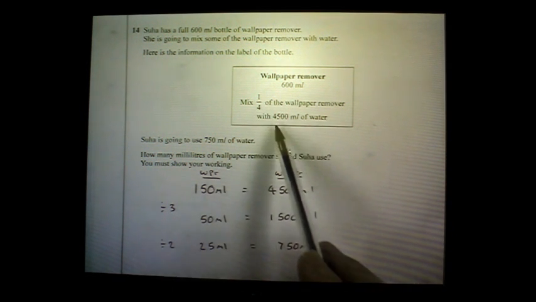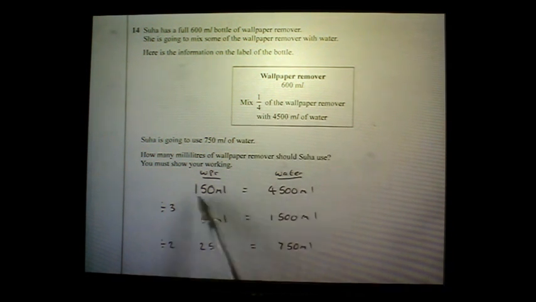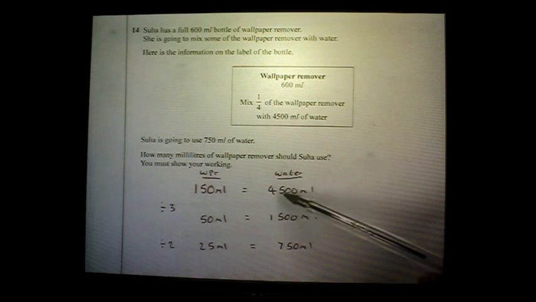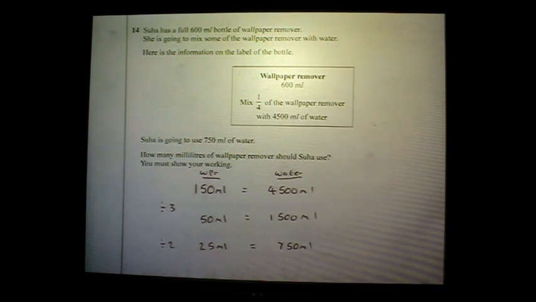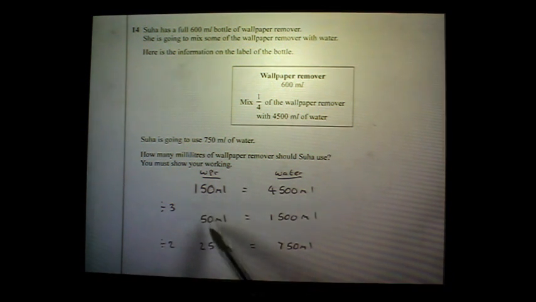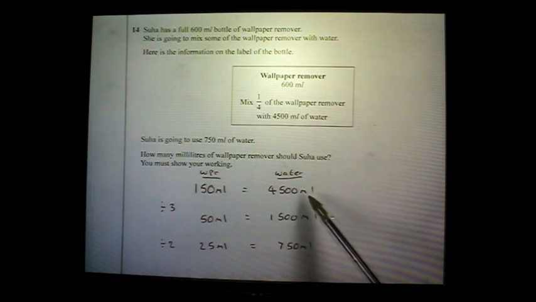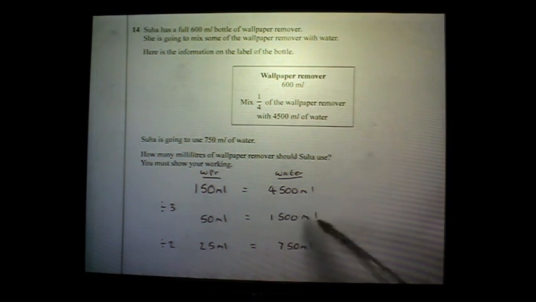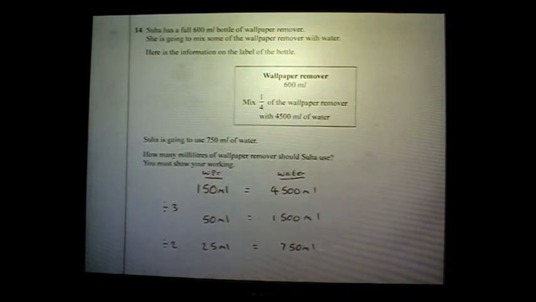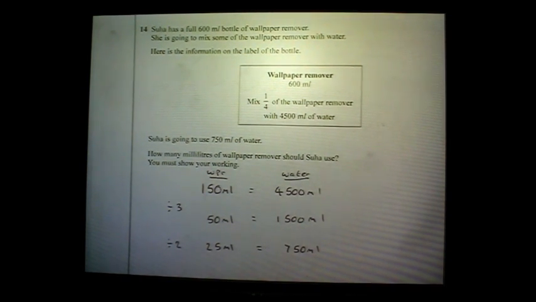And that equals 4,500 millilitres. So this top bit I've just taken exactly from here. What I'm going to try and do is get this 4,500 down to 750, so I'm going to have a bit of a play with it. First of all, I noticed you could divide both by 3. So I found out that 50 millilitres, because I divided that by 3, or found a third of it, whichever way, equals that many millilitres. And looking at that one, to get from there to 750, I've only got to halve it. So there you go, divided it by 2. So 25 millilitres equals 750 millilitres of water. So she should use 25 millilitres of wallpaper remover. I hope that one's clear enough. Next one.